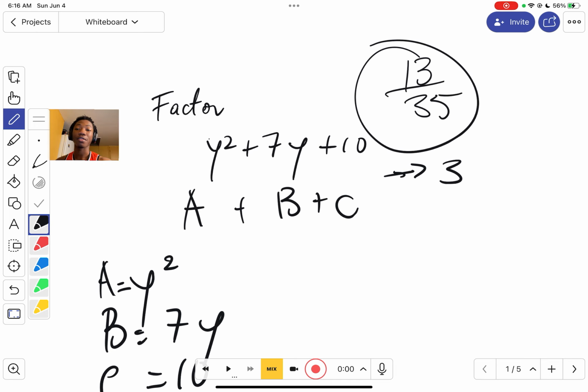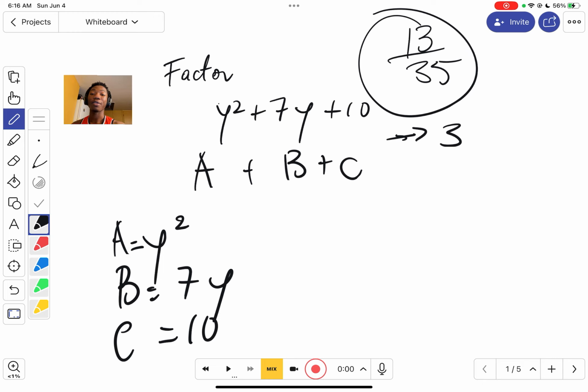That's as simple as it is. A is equal to y squared, b is equal to 7y, and c is equal to 10. So in order to solve it and factor it, there is a list of ways that you can use to get to the solution. But the way that we're gonna use is factoring because that's what they ask us to do. So we're gonna factor the problem. To do so, we're gonna use a method called the AC method.